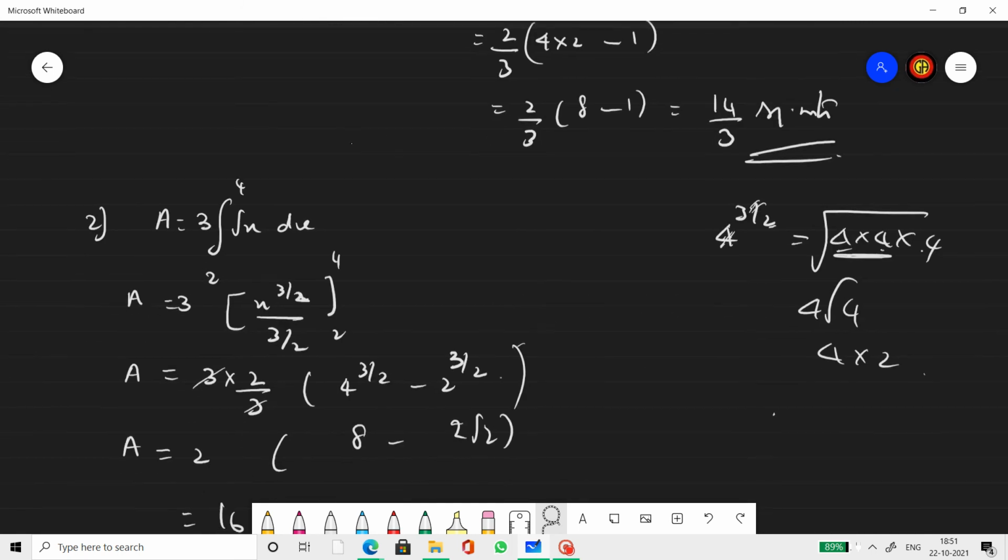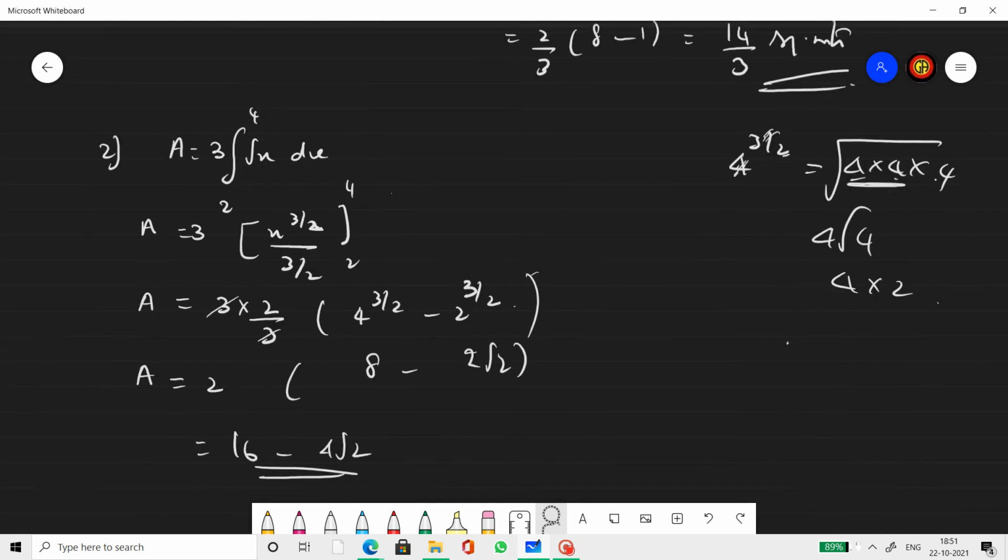Whereas for the next one, it is the area bounded by y square equals 9x with the lines x equal to 4 and x equal to 2. Now y square equal to 9x is also a parabola that opens to the right side. The lines are x equal to 2 and x equal to 4. Again, the area would be only with respect to the x-axis and that too in the first quadrant. So this is the area that we intend to find. It's the same thing.